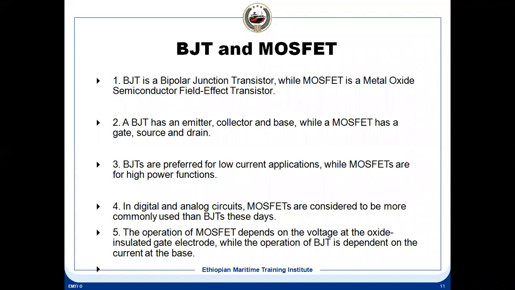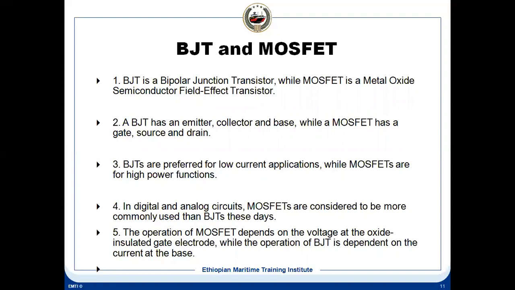So here you can see the difference between BJT and MOSFET. BJT is a bipolar junction transistor. MOSFET is a metal oxide semiconductor field effect transistor. BJT terminals are emitter, collector and base. MOSFET has gate, source and drain. In the case of BJT, we control the current between emitter and collector by giving a signal at the base. In the case of MOSFET, we control the current between source and drain by giving a signal at the gate. BJTs are preferred for low current applications. MOSFETs are for high power applications. Okay, I think this is clear.